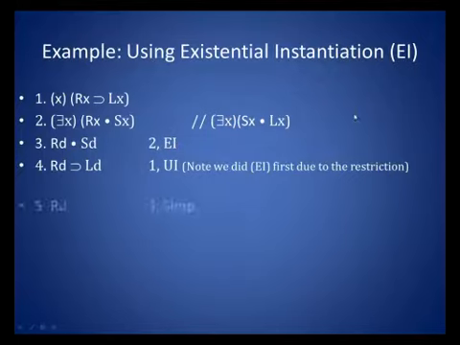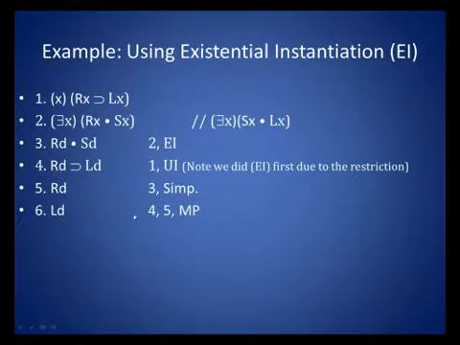Because what we're going to want to do here is simplify line 3 to get my RD. Now you should see that I have modus ponens lined up. RD into line 4 gives me LD. All right, so LD via 4-5 modus ponens. So first thing I did, EI'd line 2, UI'd line 1, simplified line 3 to get RD, then I used modus ponens. If RD, then LD. Well, I have RD, therefore I have LD. 4-5 modus ponens.